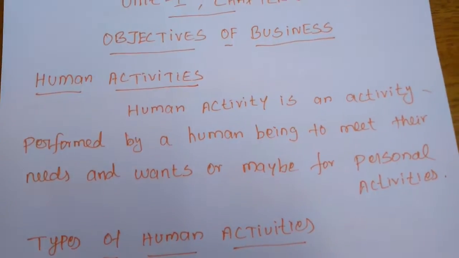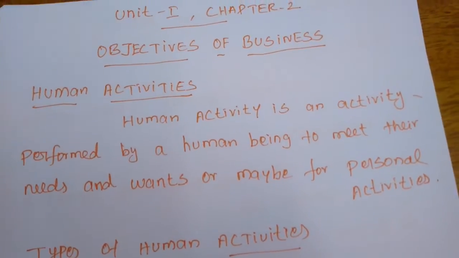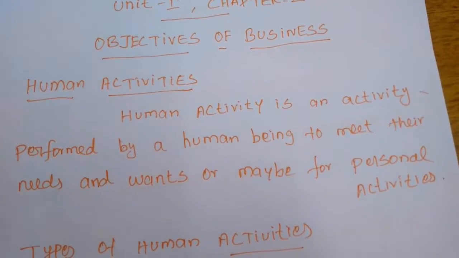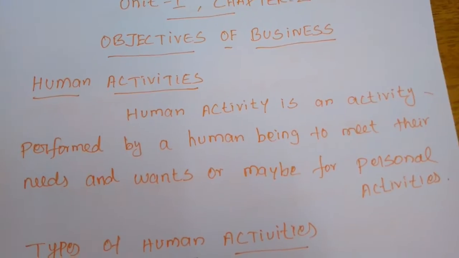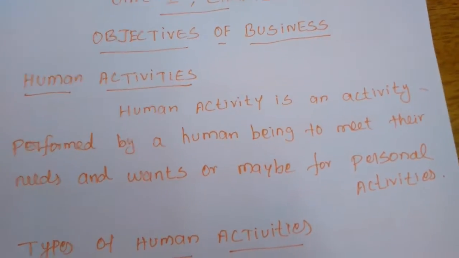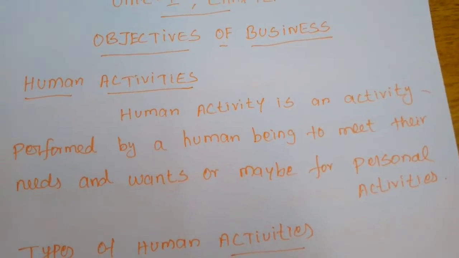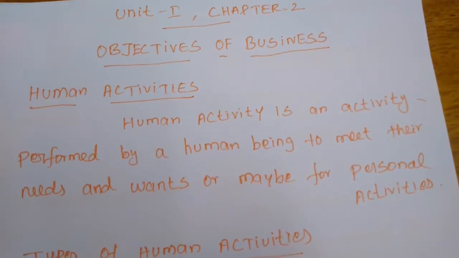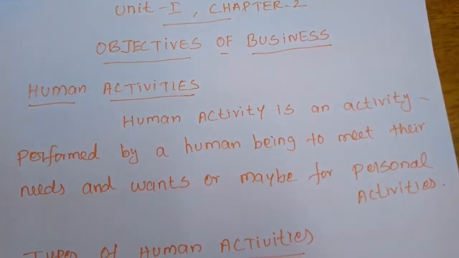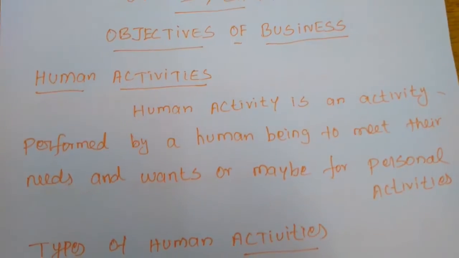Wants mean that after having these basic needs, we will get some wants, some desires. We get a desire to do something, or a desire to consume some commodities, and we get a desire to earn money. These things also come under wants.